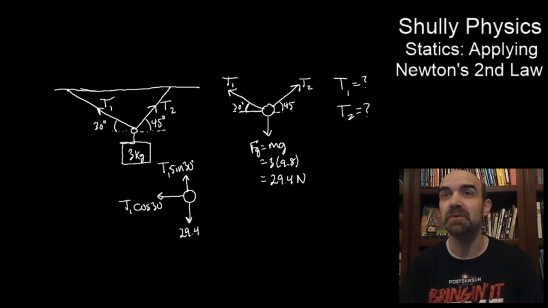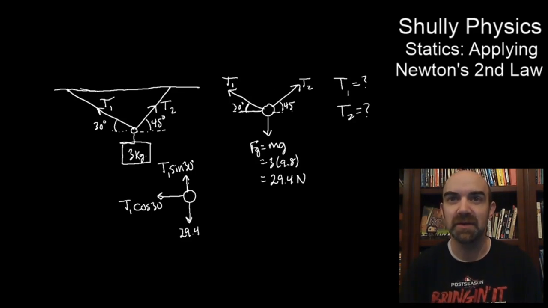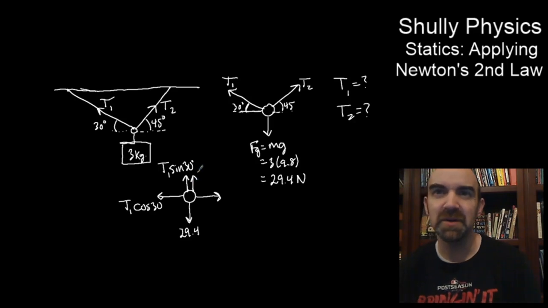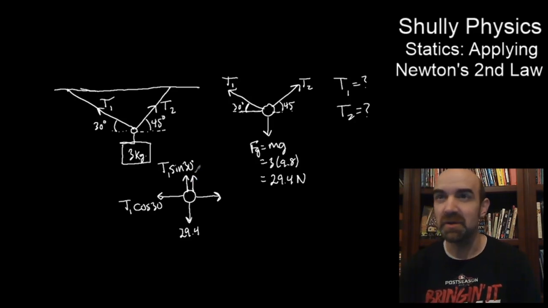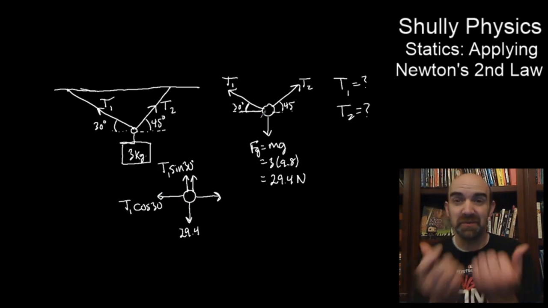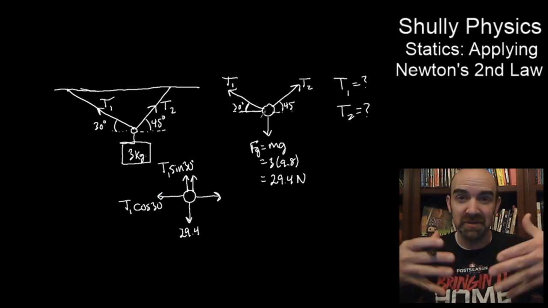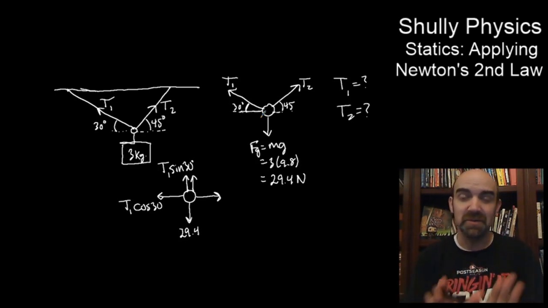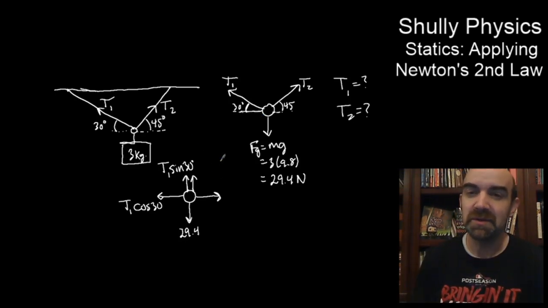Tension 2 pulls up and to the right, so it's going to have an upward component and a right-hand component. Notice I'm kind of making them the same. Now this upward component may be a little bit different, but I'm pretty sure the right-hand component is going to be the same as this one, because those are the only forces going left and right, and we want this thing to have zero acceleration. We want it to be static. We don't want it to move. Anyhow, the lengths don't matter.